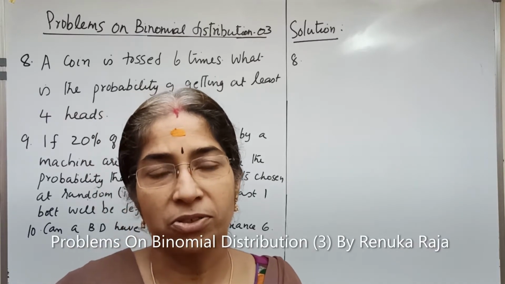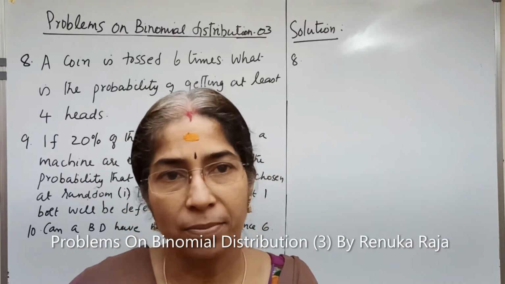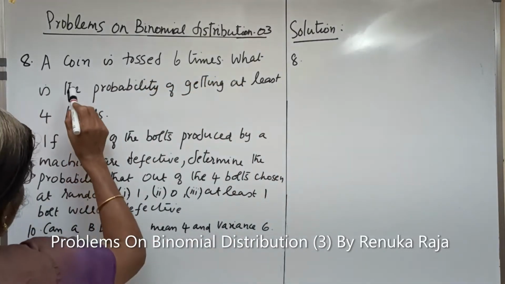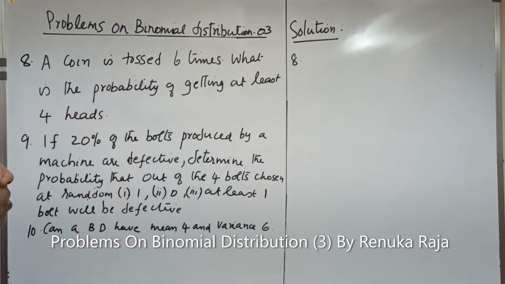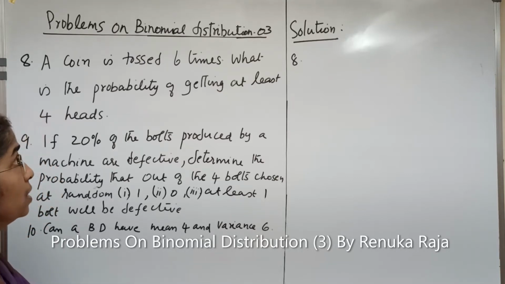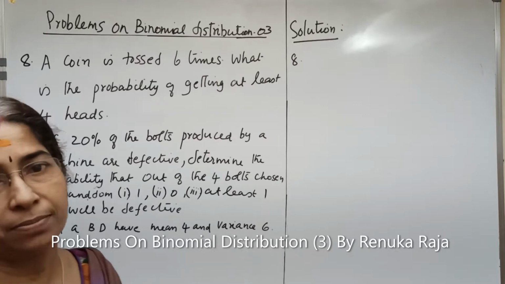Let us move on to the next problem on binomial distribution, that is question number 8. The question is, a coin is tossed 6 times. What is the probability of getting at least 4 heads? Okay, 6 times. First of all, we have to consider coin tossing 6 times.